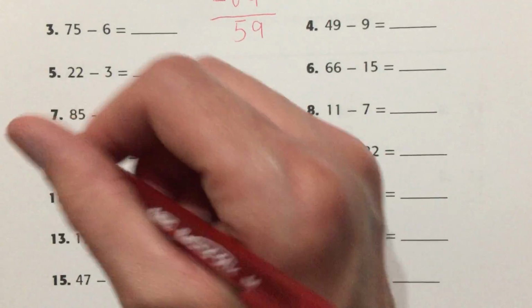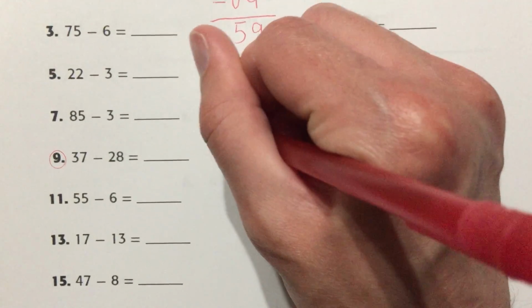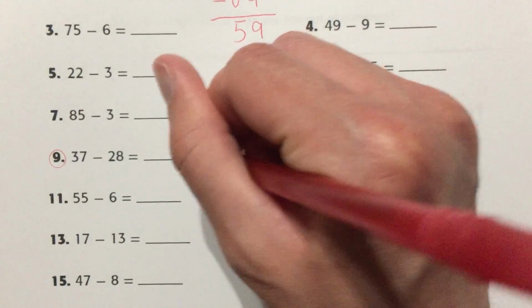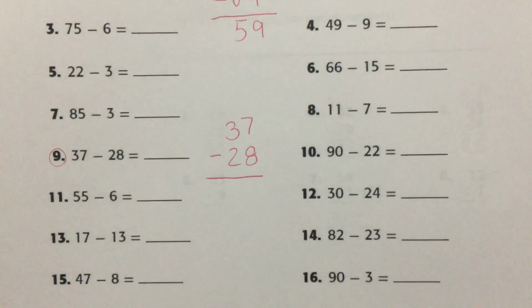So first step, it's number 9. I'm going to circle that one. It's the one we're working on. I want to stack them. Get our numbers organized. Get our numbers stacked. 37 minus 28.